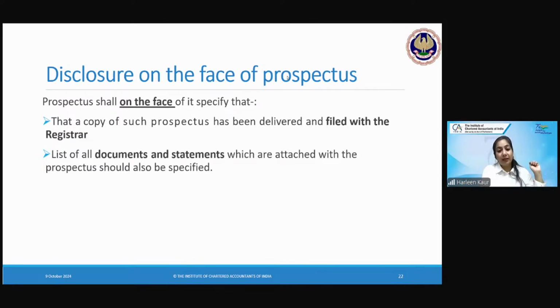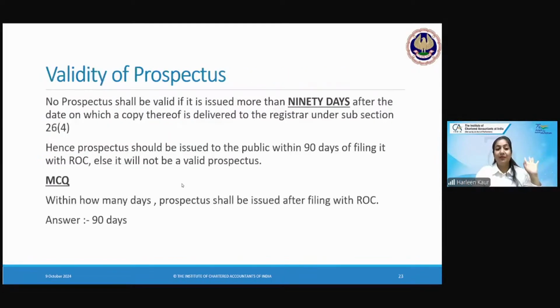So I hope it's clear now what all signed copy has to be given to the ROC, and disclosure on the face. A signed copy has been filed with ROC, and all the documents, list of documents, statements which are attached to the prospectus. And a very important point.